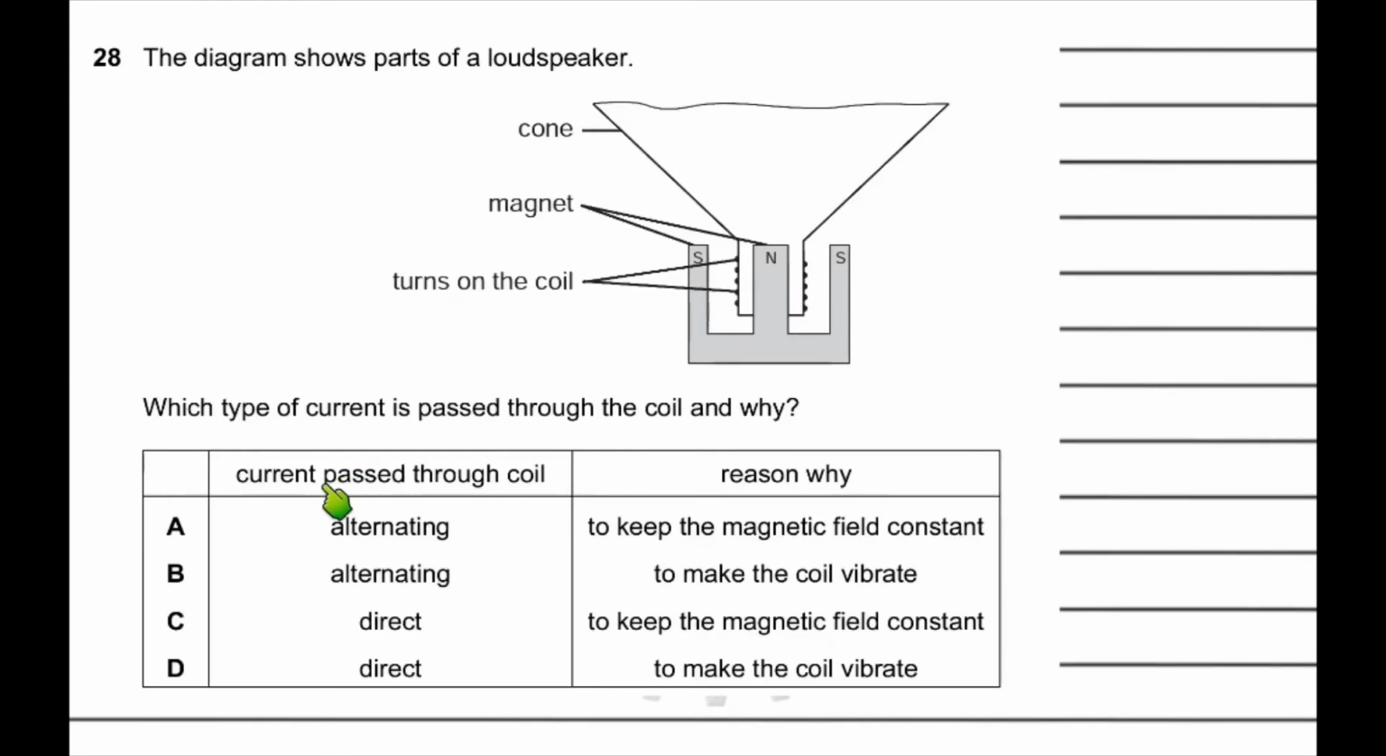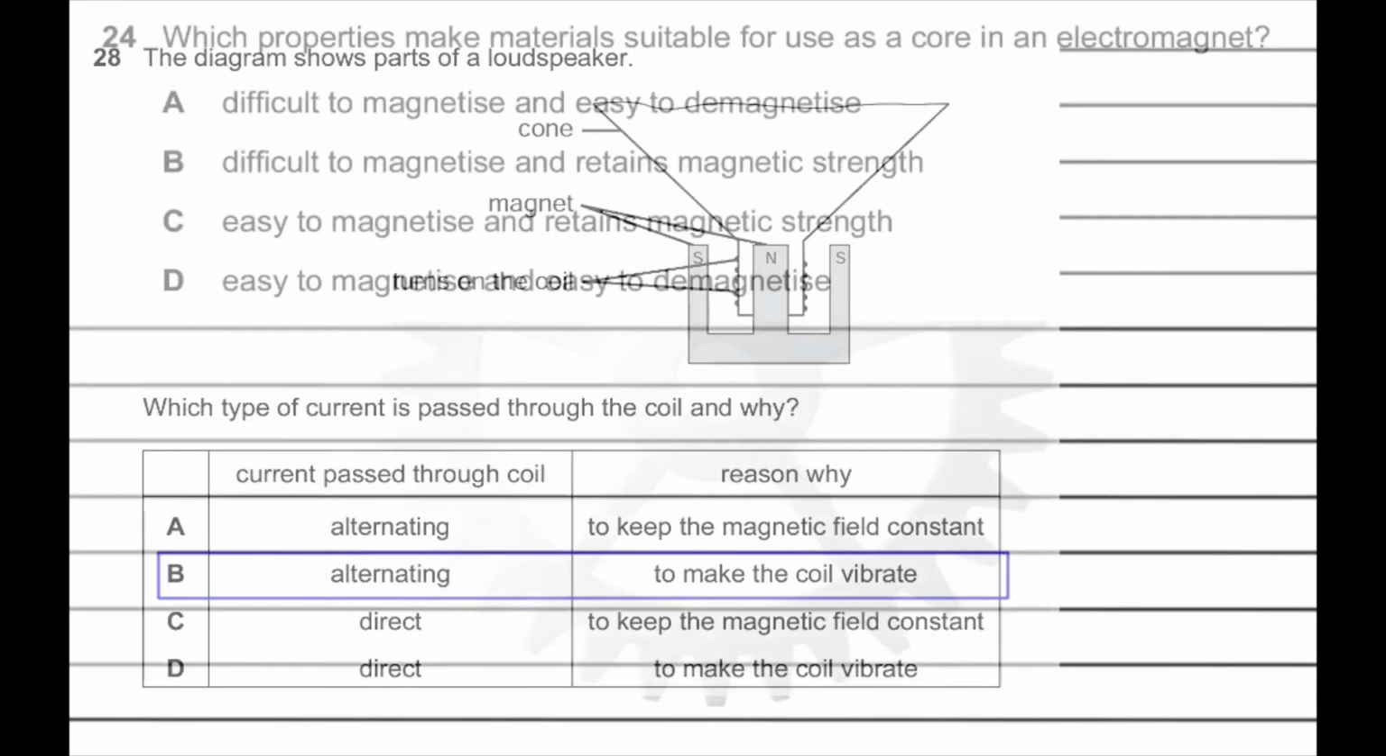So the answer is alternating current, because alternating current means an alternating magnetic field, so it will create forces of repulsion and attraction, so the cone will vibrate. And the reason is to keep the magnetic field constant? No, alternating current changes the magnetic field because of the change in direction and magnitude of current. So to make the coil vibrate, the current should be alternating. So the answer is B.